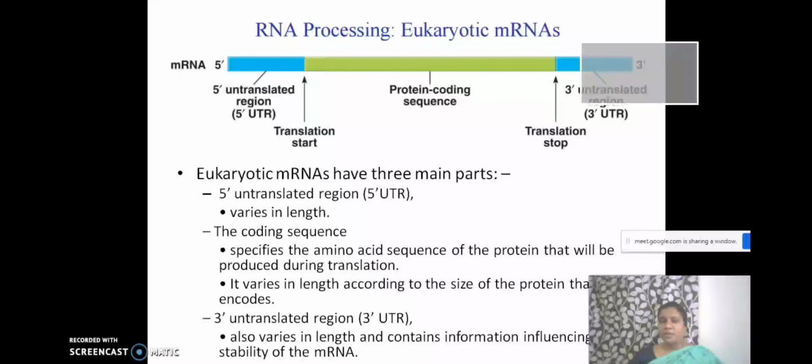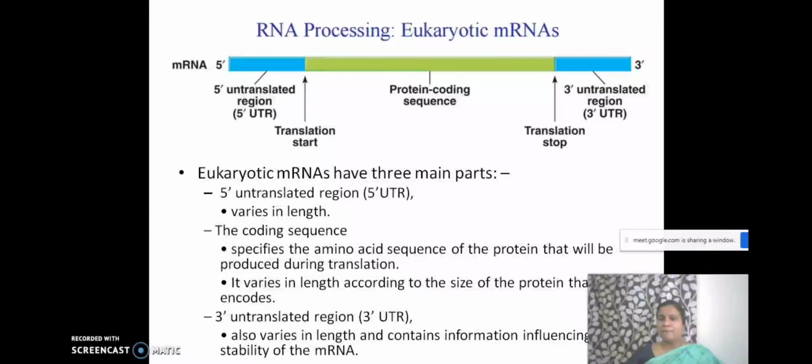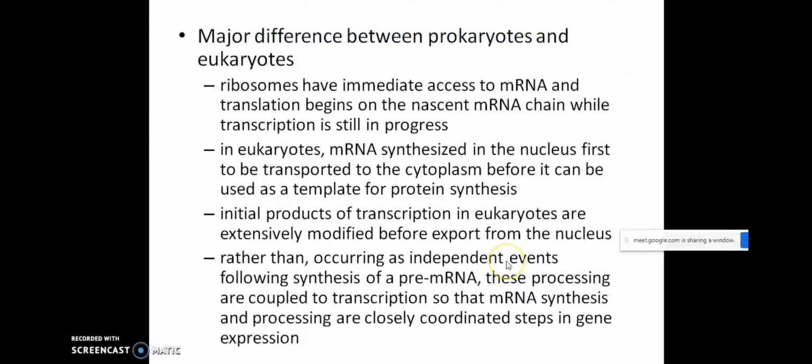Okay, so what are the 3 main parts of eukaryotic mRNA? At the 5' end you have the 5' UTR, at the 3' end you have the 3' UTR, and the region that connects the 5' UTR and 3' UTR is called the protein coding sequence. So this is what I was explaining in the first slide itself. The major difference between prokaryotes and eukaryotes.